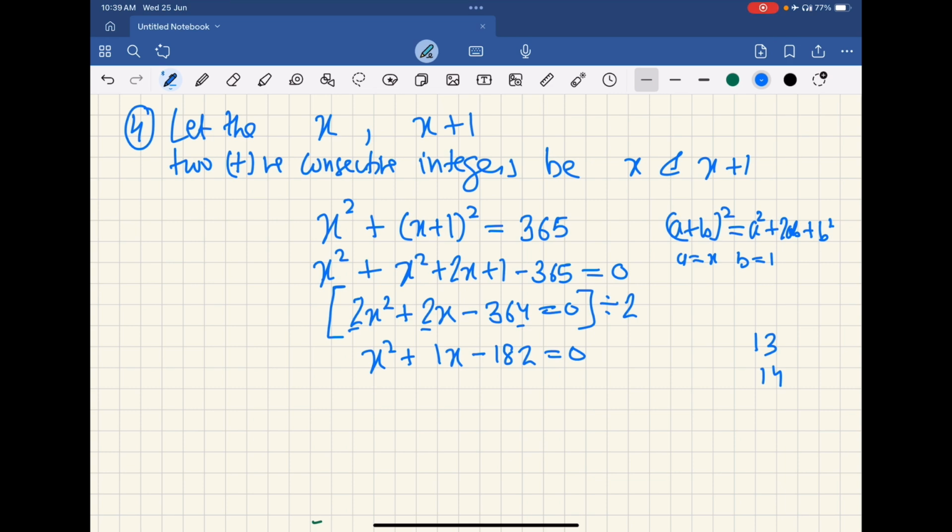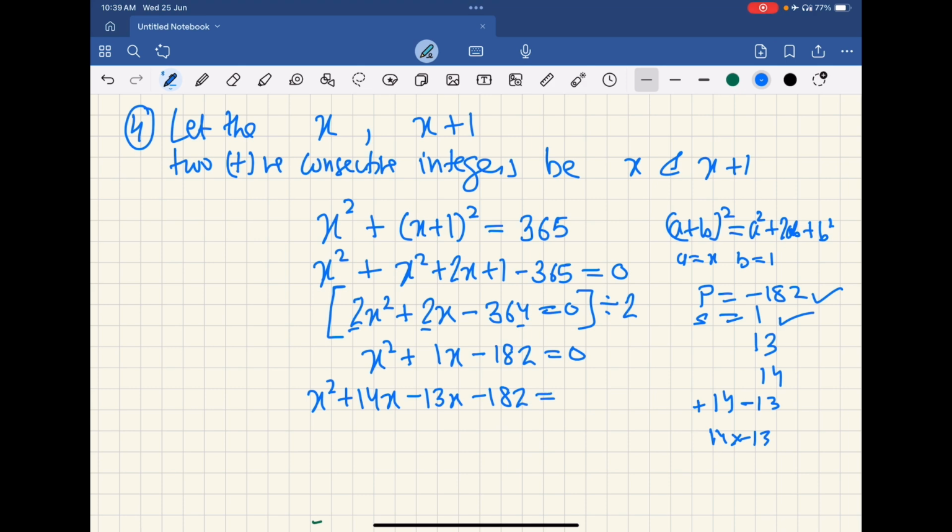Now can this give me plus 1x as sum? So see, what is the product here? Product is minus 182. Sum is 1. So if I have plus 14 and minus 13, will I get sum as 1? Yes, ticked. Now, plus 14 into minus 13, will I get minus 182? Yes. So now let us split the middle term and write it as x square plus 14x minus 13x minus 182, which is equal to 0.